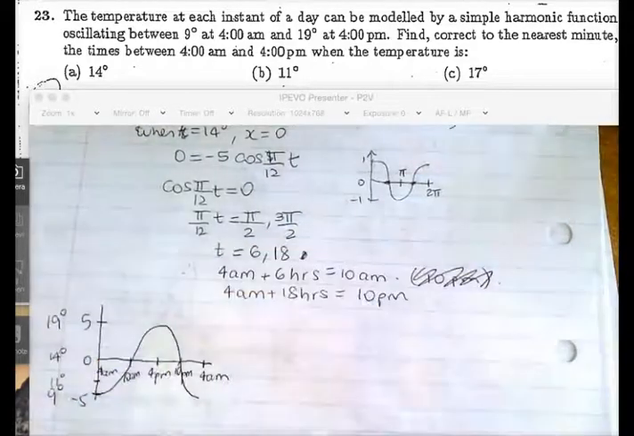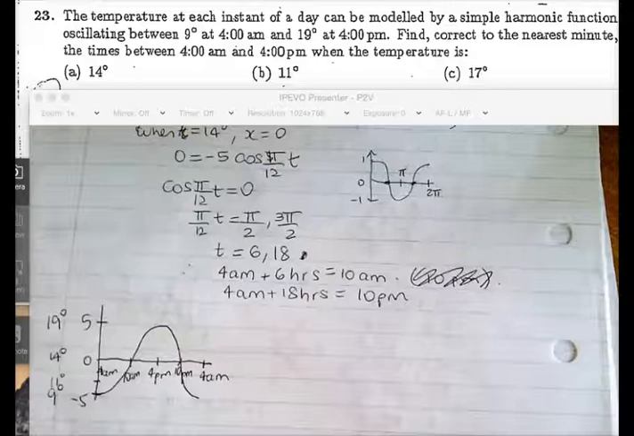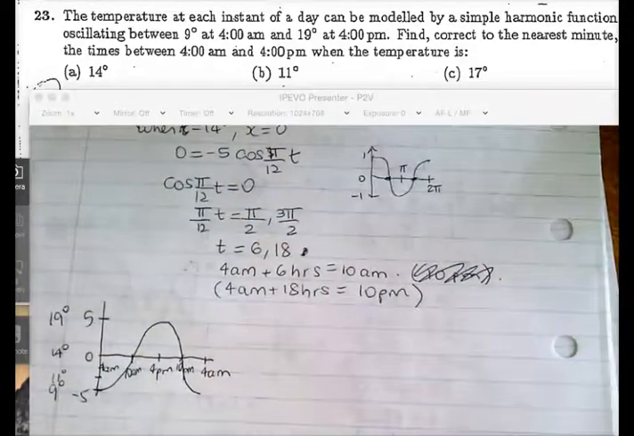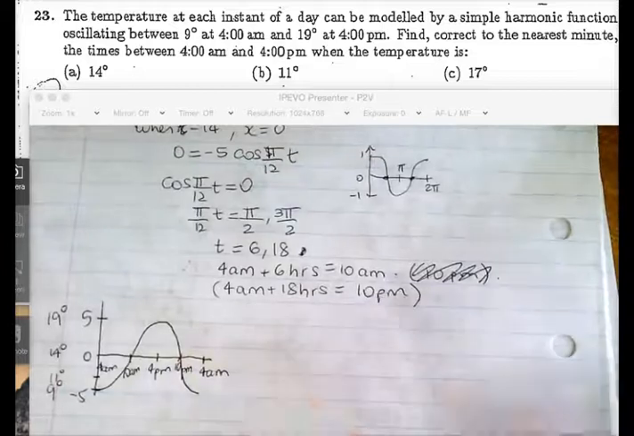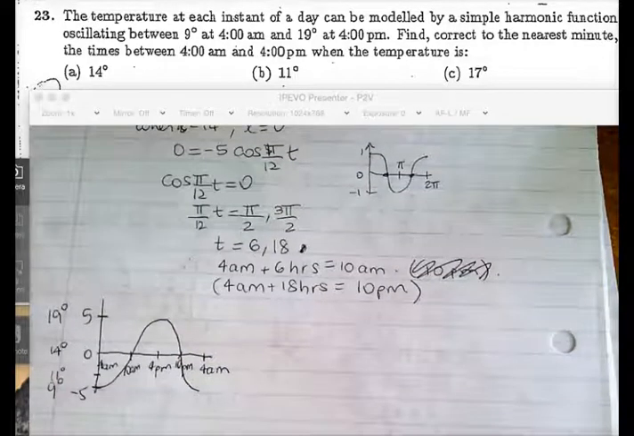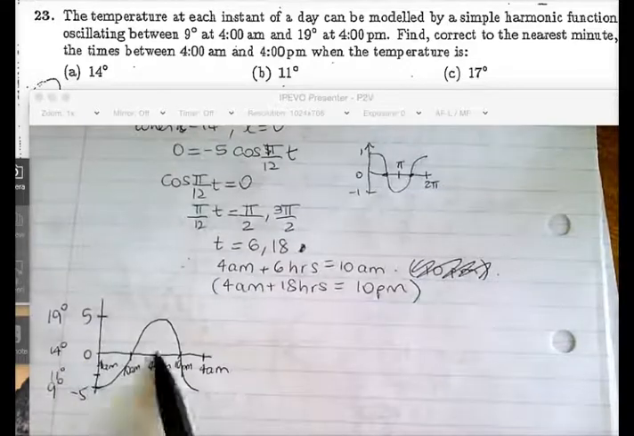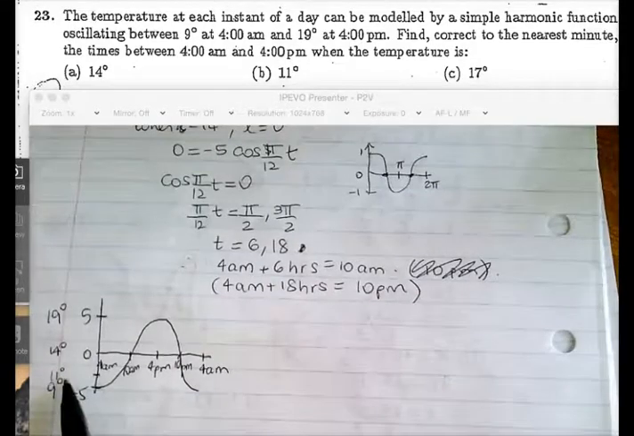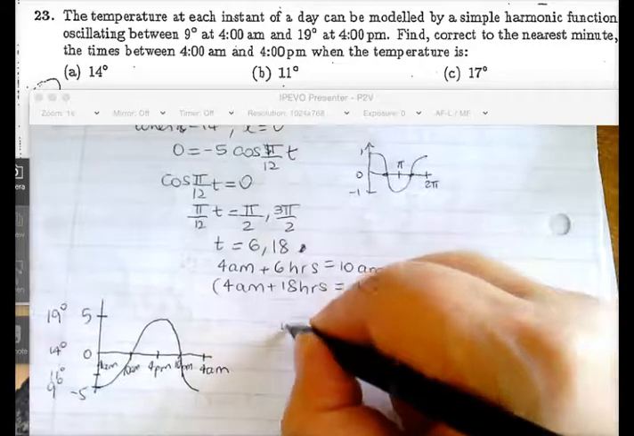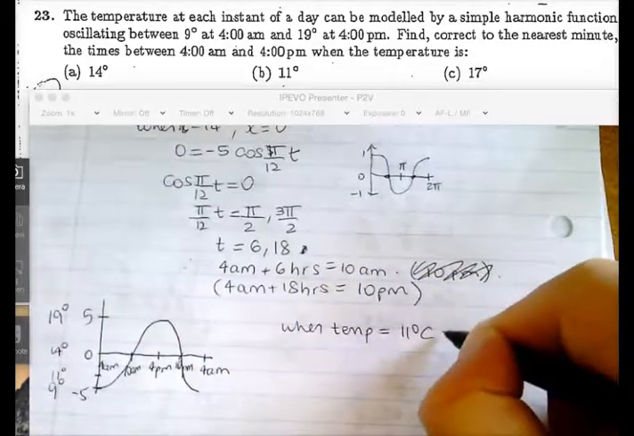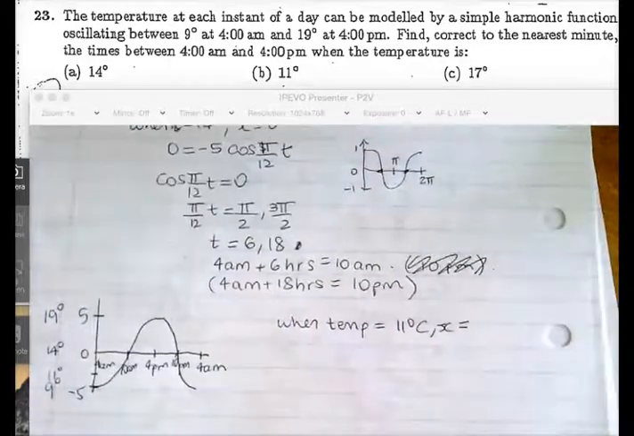Miss, Sarah made a good point. We only need to say for the other question the first one because it's not between the 4. Yeah, I know. So I'll just put this one in brackets. If they say in the first 24 hours, I'll put that one in brackets. Okay, now, find, correct to the nearest minute, the times between 4 a.m. and 4 p.m. when it's 11 degrees. Now, 11 degrees is -3. So when the temperature is 11 degrees, what's X? X equals what?